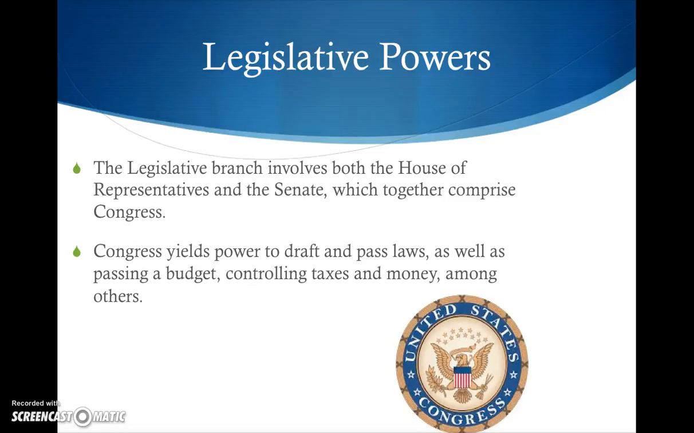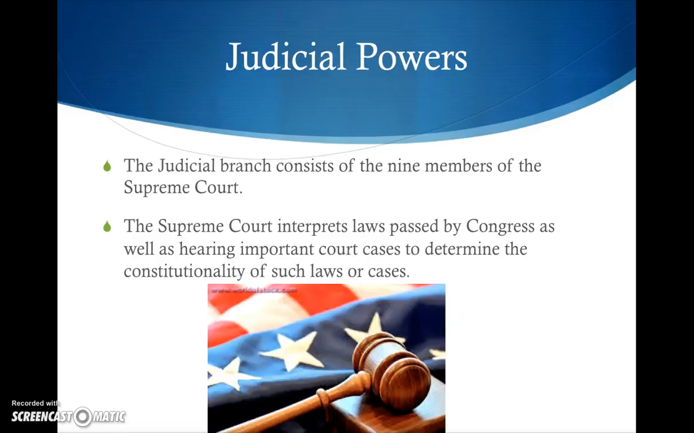Anyway, on to the powers. Congress, in effect, wields power to draft and pass laws. This is their main function in government. They do other things as well, such as passing a budget and controlling the taxes and money. They also are the ones who ultimately declare war on another country, and obviously some other powers are given to this legislative branch as well.